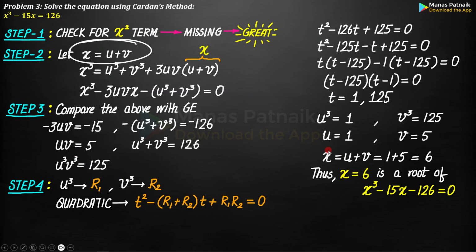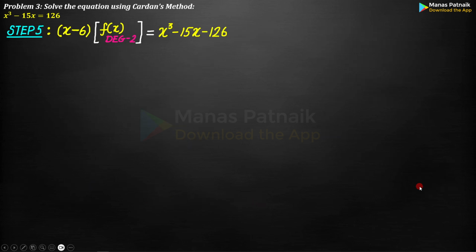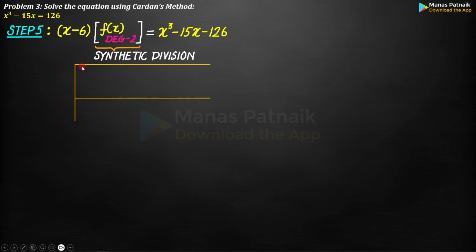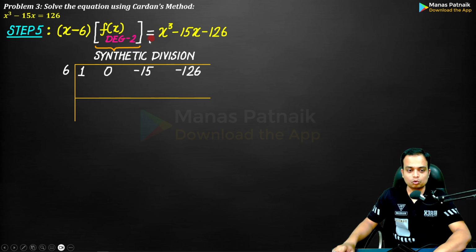If you know one root, the other two roots can be found very easily using synthetic division. Now let me divide this given cubic polynomial, I'll only consider the LHS, by 6. Dividing by 6. Here we go. 6. Check the coefficients. Sir, we can see that x cube's coefficient is 1. There is no x square term, that's why the coefficient is 0. Negative 15, negative 126.